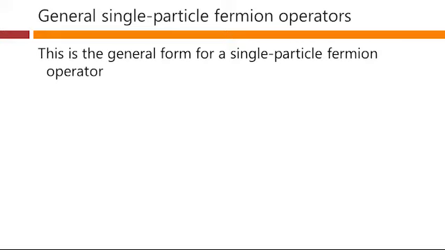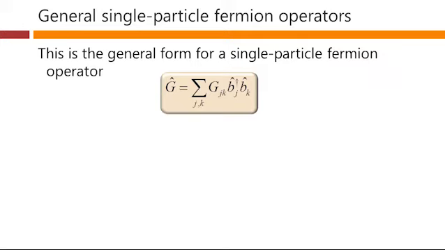This is the general form for a single particle fermion operator. You see it has an annihilation operator for state k here, a creation operator for state j there, a number that is related to the states j and k that we can work out as an integral, and we formally sum over the states j and k.